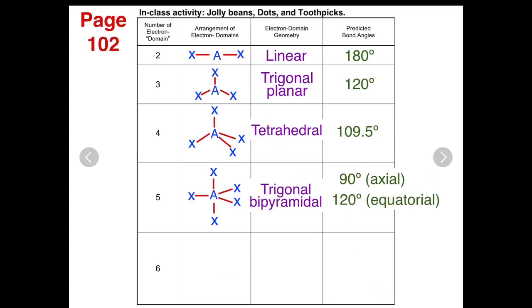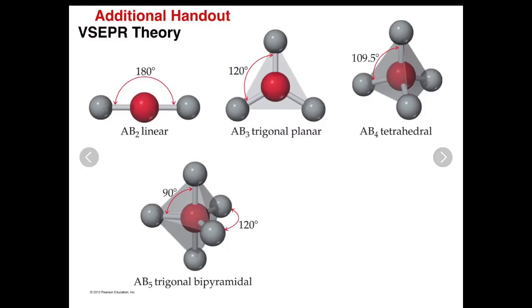So equatorial would be 120. Again, equatorial would be from here to here, so that would be 120 degree, and then axial would be from here to here, that would be 90 degree. All right, so this is what it looks like. Axial would be 90 degree, and between equatorial would be 120 degree. It looks like two pyramids, one on top and the other on the bottom, on the triangle base. So that's why we call it trigonal bipyramidal.